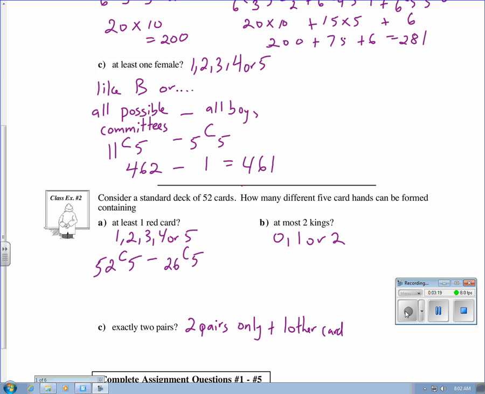Let's set that up. So just talking through the at most 2 kings. The first situation is 0 kings. Out of 4 possible kings, I choose 0. That means out of the other 48 cards, I must choose 5. Or I get 1 king, 4 choose 1, plus 48, select 4 cards. Or 4 choose 2 kings, and then I get my 3 cards from the other set of 48. Just evaluate these numbers.